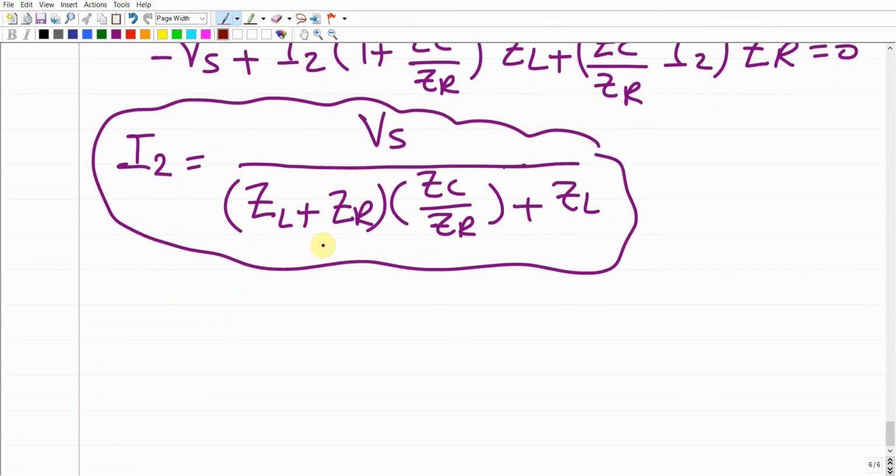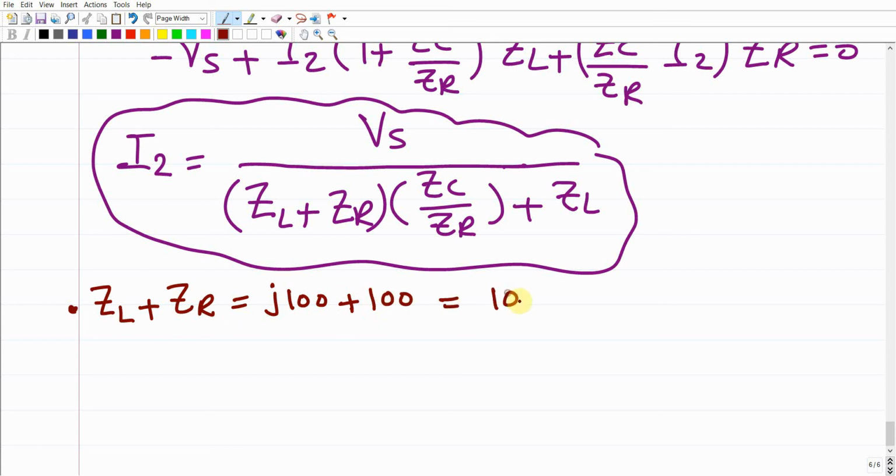It means that let us first just consider ZL plus ZR. Just calculate this term, ZL plus ZR. How much is ZL? ZL is J100 plus ZR, which is already 100. So it is automatically done. It is 100 plus J100. This is a complex number. This is the first calculation. Very simple, straightforward calculation. No problem.